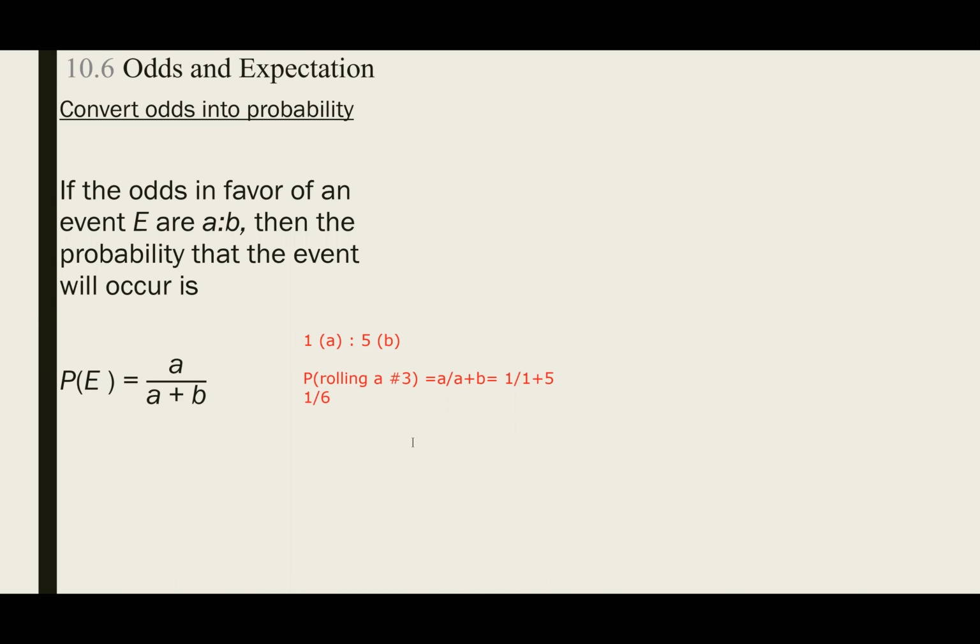So that's the difference between the probability versus the odd. The probability is the chance of something occurring. The odd is the value we put into that item. Okay, but in short, to find a probability, if they give you the odd in favor, all you need to do is take the A and put it over the A plus B, right?